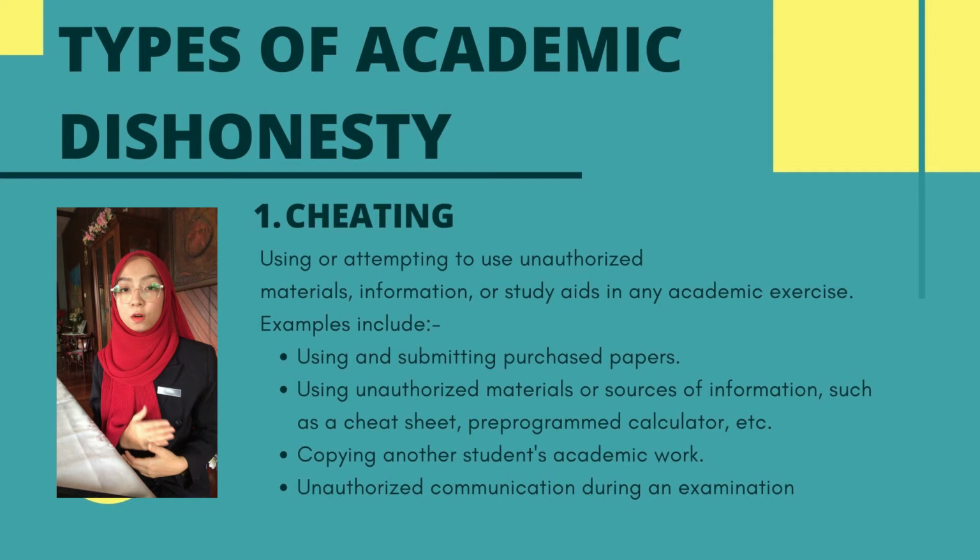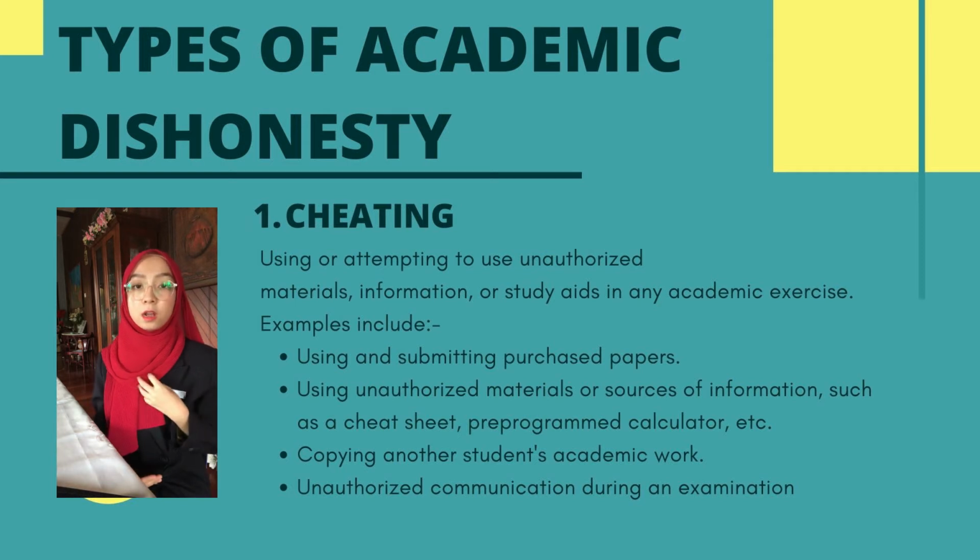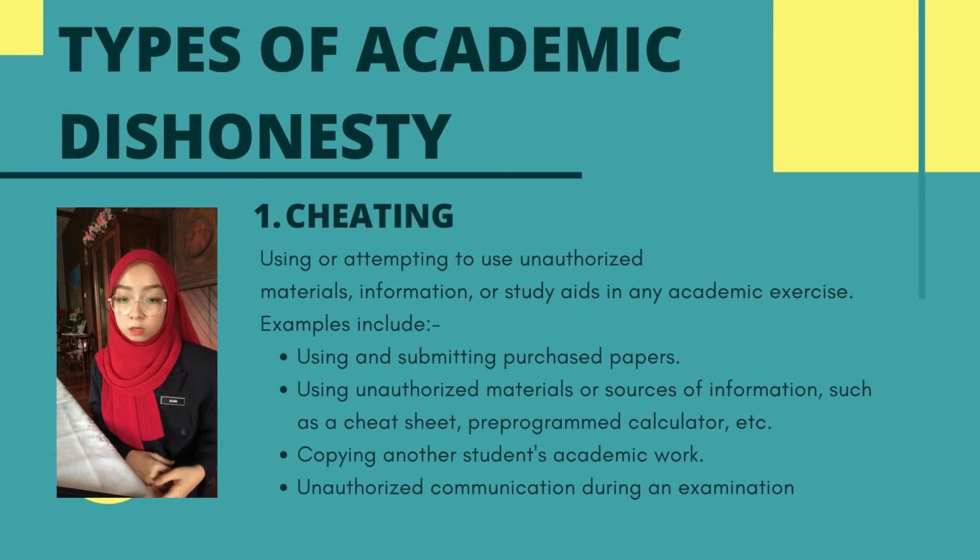Evaluation of each student's level of knowledge and understanding is a crucial part of the teaching process, and tangible measures such as reports, examinations, and homework are used. So there are many types of dishonest behavior, and one major problem is cheating. Cheating is using or attempting to use unauthorized materials, information, or study aids in any academic exercise. Examples include using and submitting purchased papers, using unauthorized material or sources of information, such as a cheat sheet or pre-programmed calculator, copying another student's academic work, and unauthorized communication during an examination.